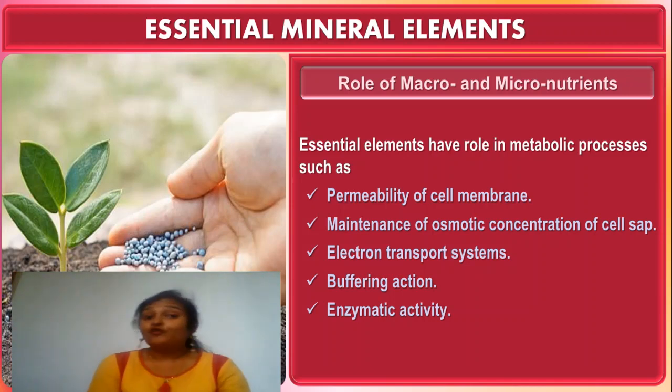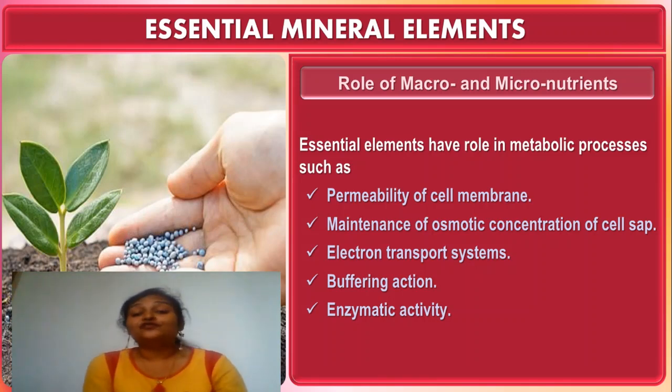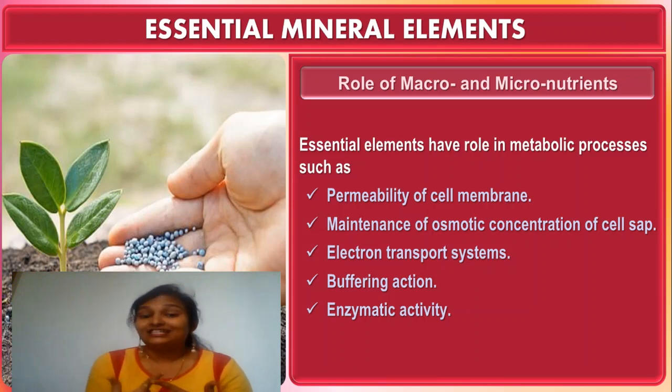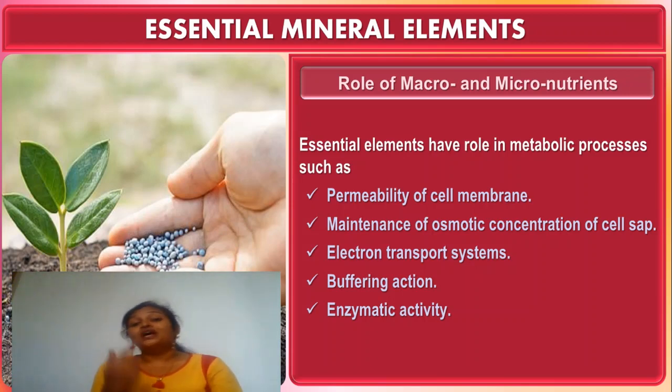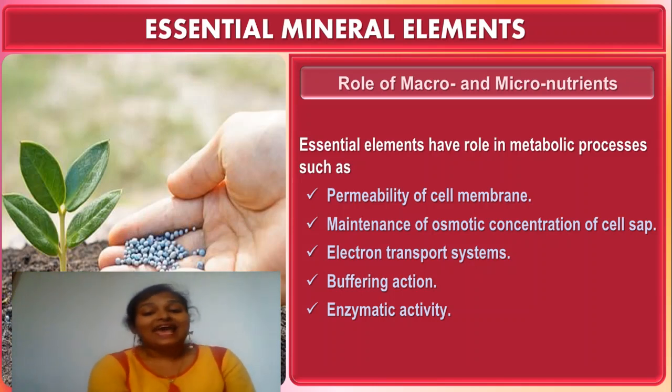What type of metabolic process? Permeability of the cell membrane, maintenance of the osmotic concentration of the cell sap, even in the ETS, that is the electron transport system, even in the buffering action, as well as the enzymatic activity. They are going to help, guys.